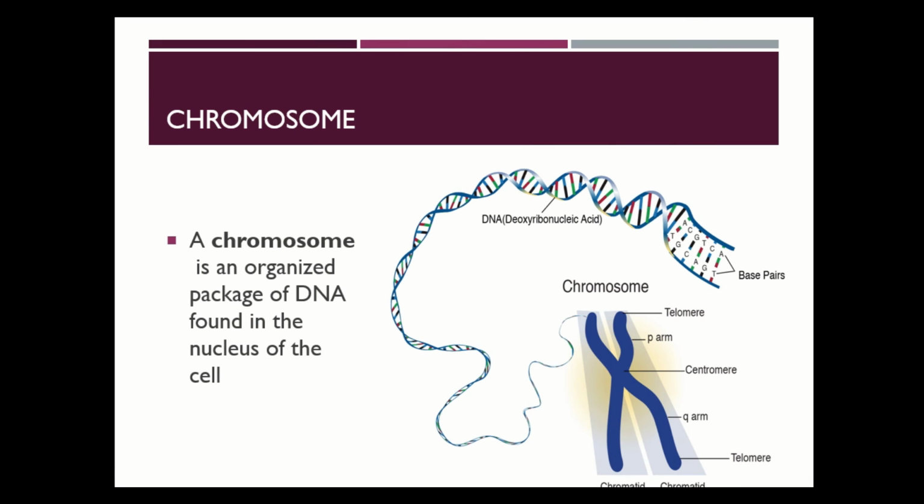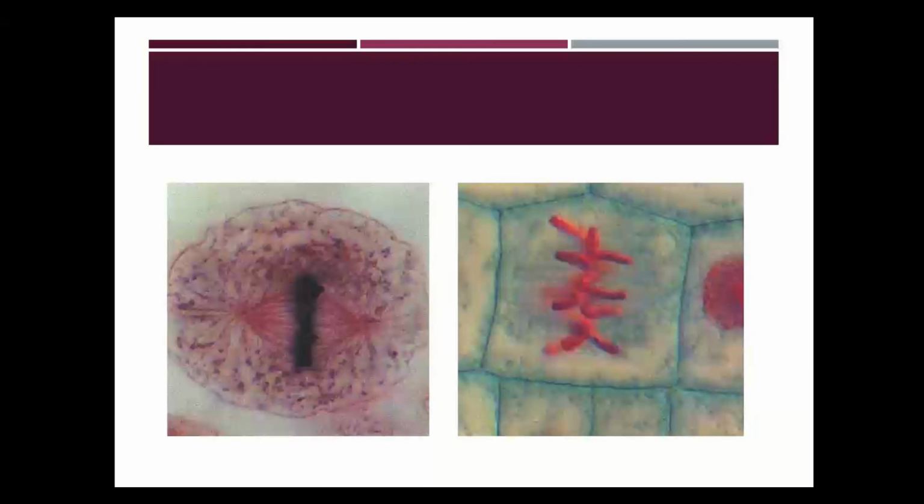Next one, we have the chromosome. So, ito yung itsura ng chromosome. So, I know you are already familiar with this one. So, it has the P arm, the Q arm, and also we have the telomere, yung end ng chromosome, and yung centromere, ito yung nasa gitna. So, the chromosome is an organized pack of DNA. DNA stands for deoxyribonucleic acid that is found in the nucleus of the cell. So here's the metaphase in plant and also in animal cell. Under microscope na po ito.